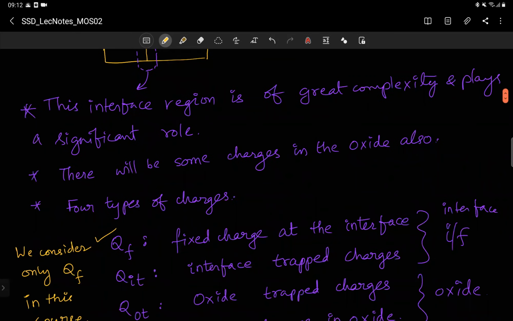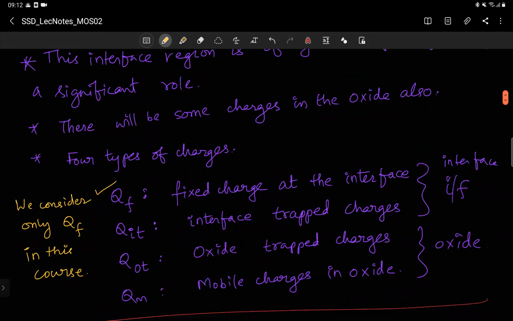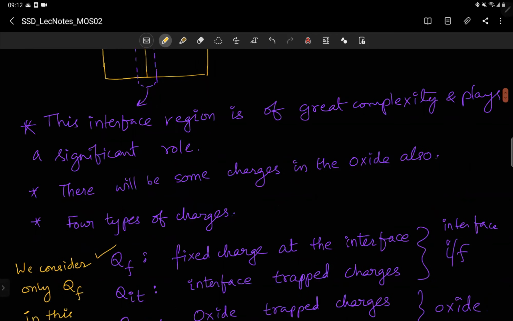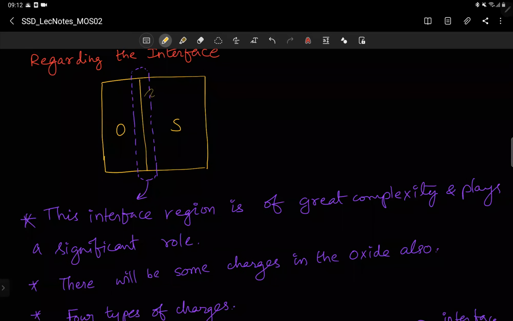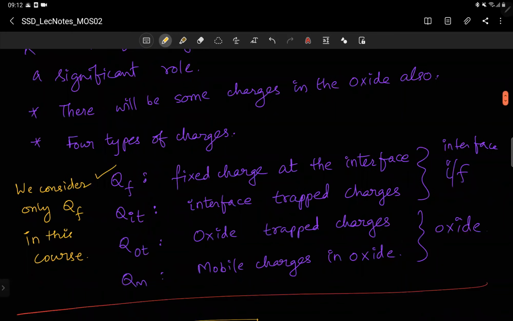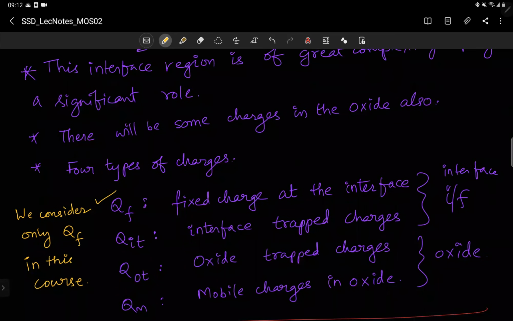QIT, I and T stand for interface and trapped. So interface trapped charges. There will be some trapped charges here, and the trapping of charges depends on bias. So that is bias dependent charge, which is somewhat more complex than QF. The first two are related to interface charges. First is fixed charge at the interface, and second is variable charge, called interface trapped charge. The next two are actually inside the oxide, not at the interface.